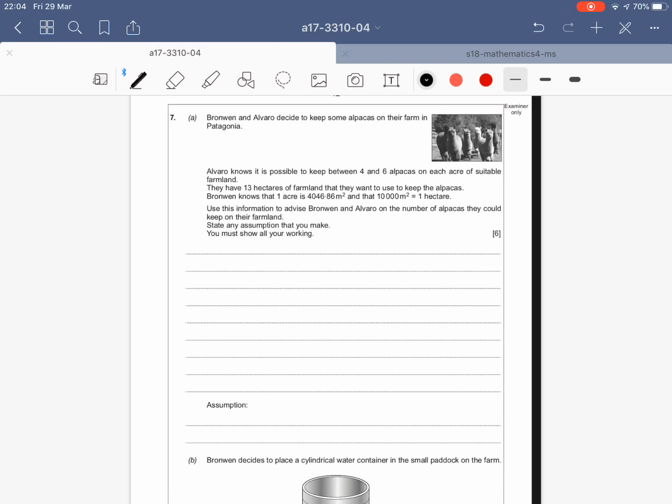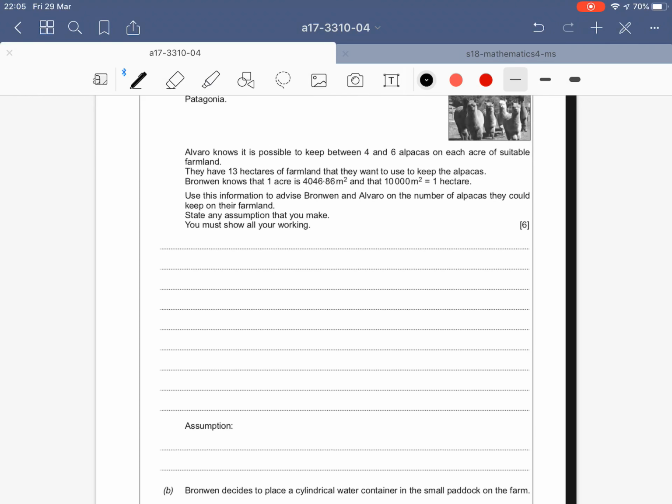Okay, Bronwyn has decided to keep alpacas on their farm in Patagonia. She knows it's possible to keep between 4 and 6 alpacas on each acre of suitable farmland. So they have 13 hectares of farmland that they want to use to keep the alpacas. She knows that 1 acre is 4,046.86 meters squared. 10,000 meters squared is 1 hectare. Use this information to advise Bronwyn of the number of alpacas they could keep on their farmland. State any assumptions that you make.